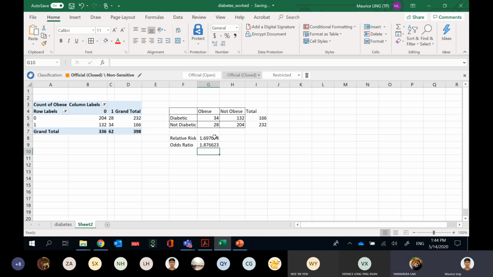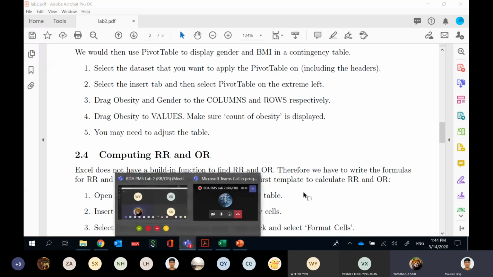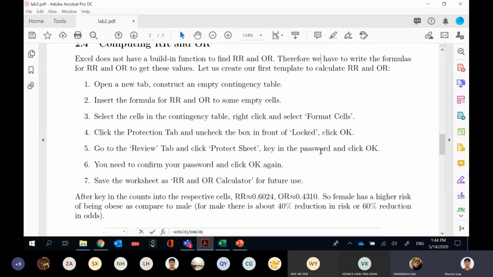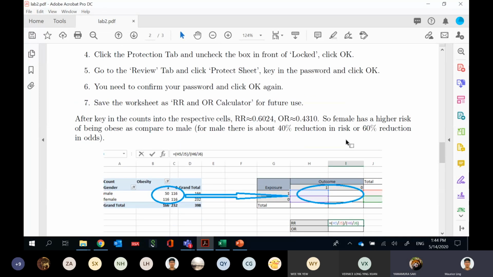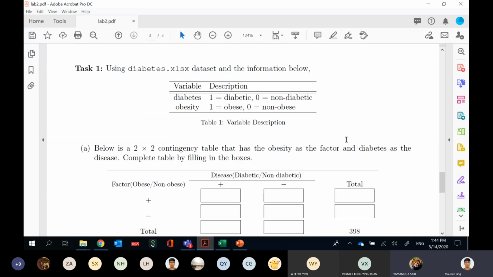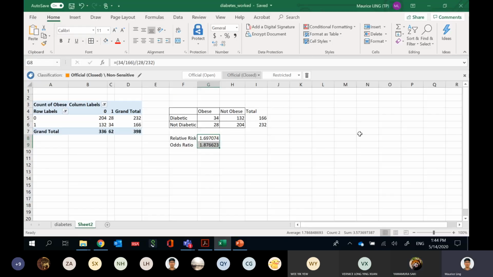So what do these values tell you? Okay, so basically we have computed the odds ratio and relative risk. Essentially, what do these numbers tell you? Is there more risk of diabetes when a person is obese, or less diabetic risk when a person is obese? More risk, right?